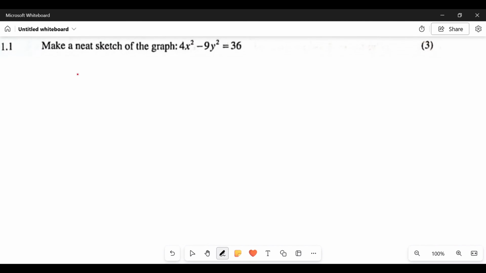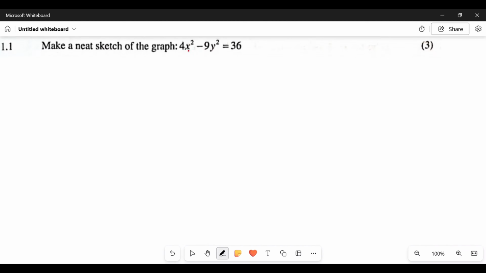Now 1.1, they want us to make a neat sketch of the graph 4x squared minus 9y squared is equal to 36. Right, so before you draw the graph here, you need to first identify what type of graph you are required to draw. When I look at this, I know that we have x squared with the coefficient of 4 minus y squared with the coefficient of 9. All this is equaling to 36.